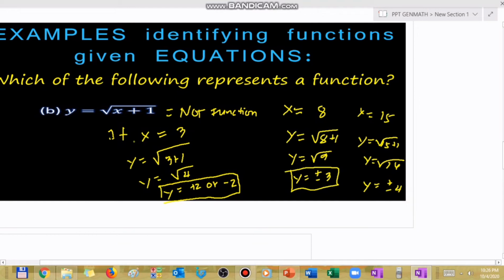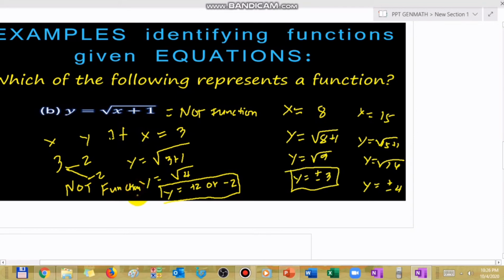Again, if we also use the mapping diagram, let's say we have x is 3. If x is 3 as the value of x, and the value of y is positive 2 or negative 2, in here you can see that the domain will be repeated for 2 and negative 2. Again, you would say that this is not a function.